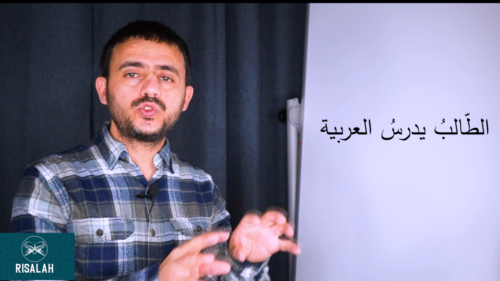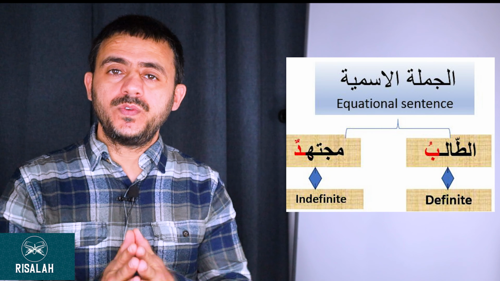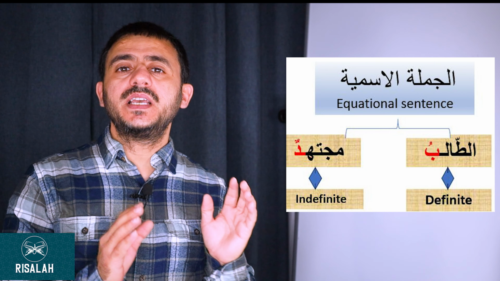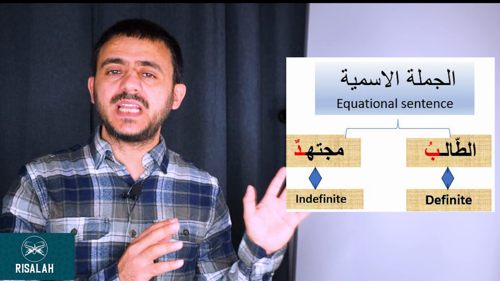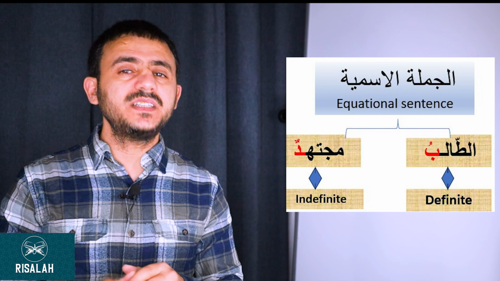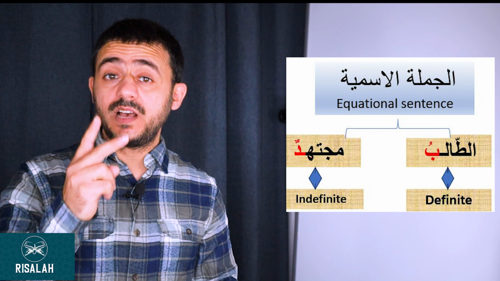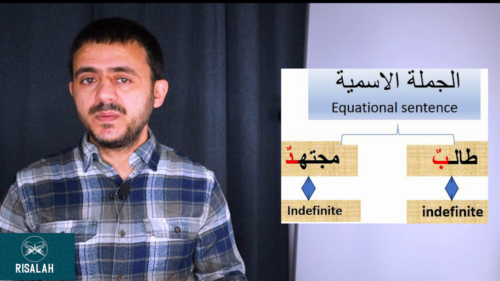Let's try one with a verbal sentence. At-talibu yadrusu al-Arabiyya. The student is studying Arabic. Now one last note, very important note. We talked about case ending. If the noun is definite, then it will end with dhamma. For example, at-talibu mujtahid. If it's indefinite, then that noun will not have the dhamma. It will have two dhammas. For example, talibun mujtahidun.